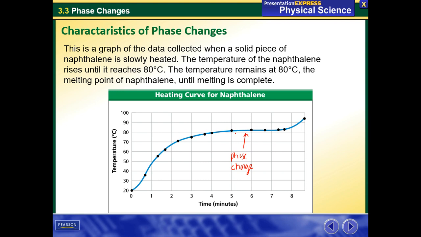Once it goes from a solid and it completely changes and melts into a liquid, this is when we're going to see it start to heat back up, and now it's in its liquid state.